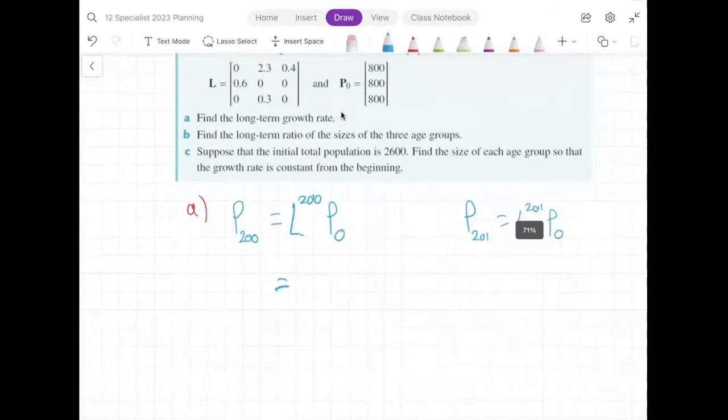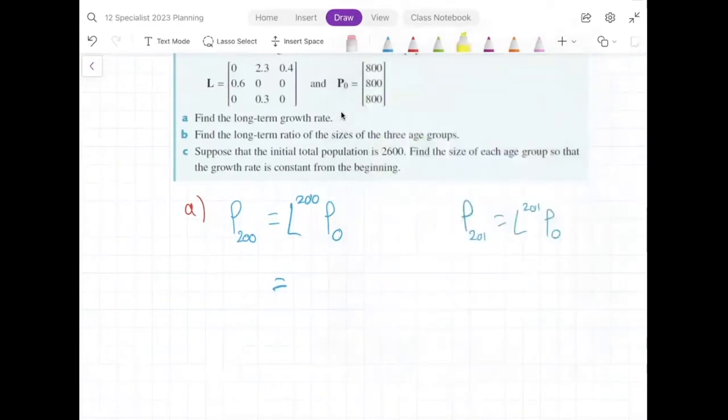So for any of these long-term growth rate questions, do a high value of k and then do a high value of k plus 1, which is how the textbook describes it, where I just do one iteration on from my original. And I can pick any large number. So I could do 200, 500, 1,000. I think 200 is going to be pretty big though. We saw we did 50 last time and it gave me a pretty large number. So I think 200 is pretty safe.